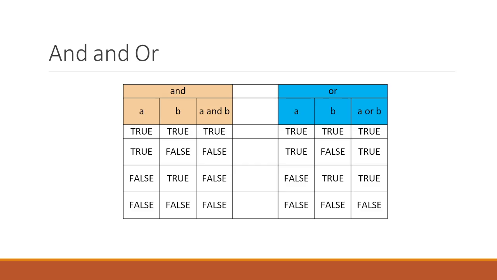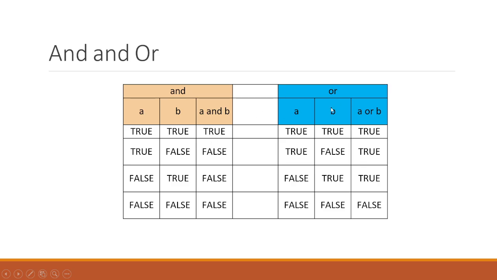Okay, so OR requires at least one value to be true. Here you can see if both values are true, a is true, b is true, then the answer will be true. Again, if one value is true and one is false, in logical AND, then the answer we are getting is false.